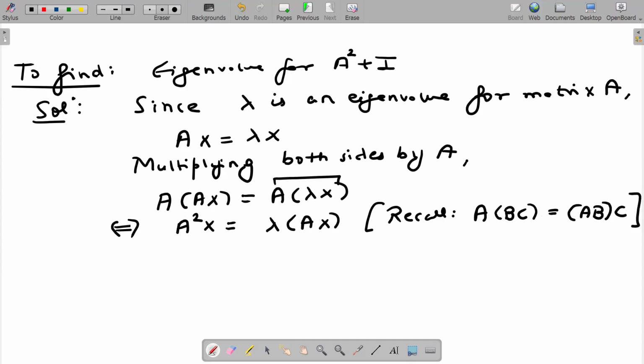This is the distributive law. This is the associative law. Let me correct myself. This is the associative law we use in matrix multiplication. Associative law in matrix multiplication. So what I've done is I've taken lambda outside and AX together.